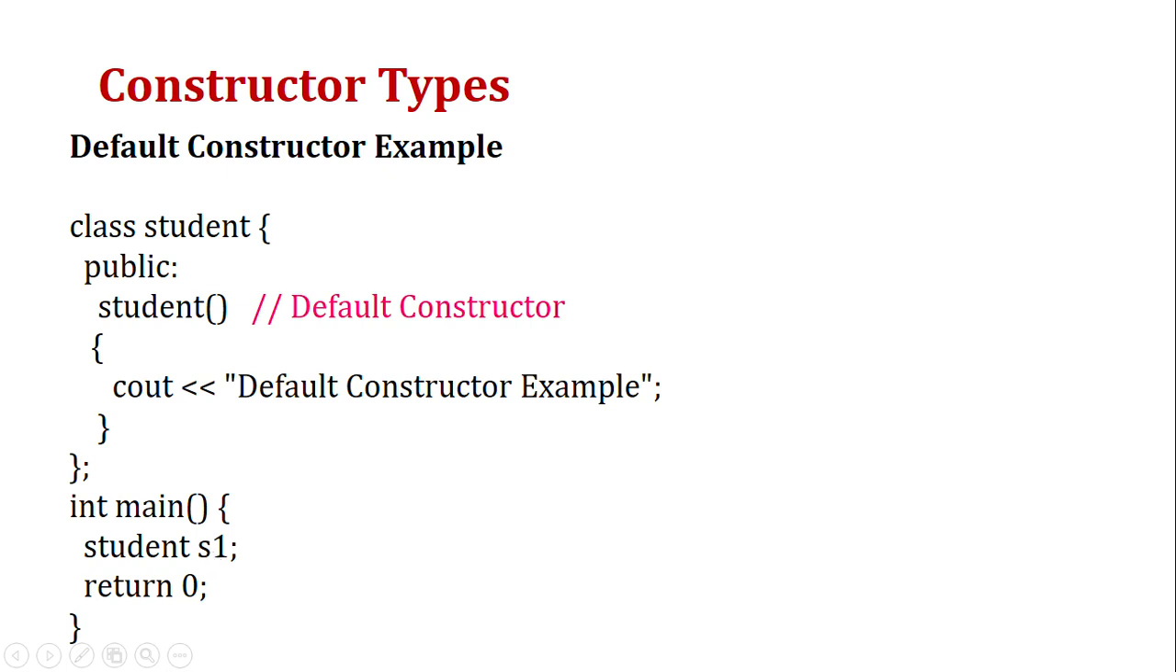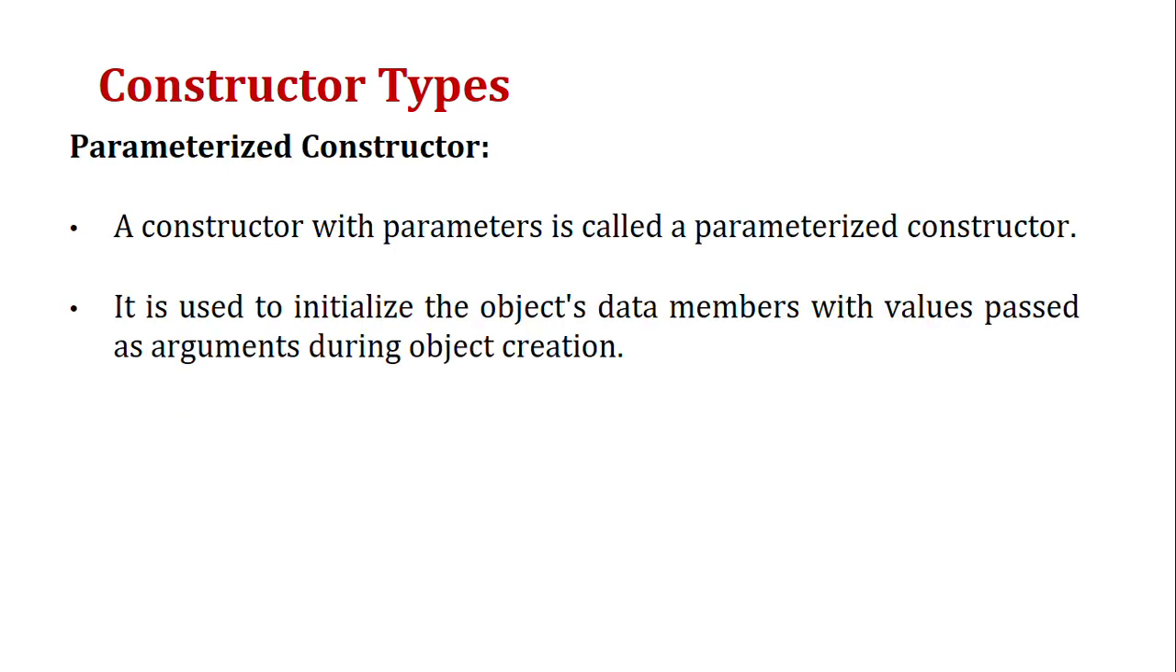Second type is parameters constructor. If a constructor is defined with any parameters or arguments, that is what is called a parameters constructor. It is used to initialize object data members. I can pass the values through the object creation. While creating the object, I can pass the parameters, hence it is going to invoke the parameters constructor.